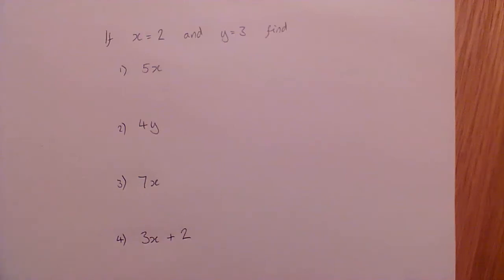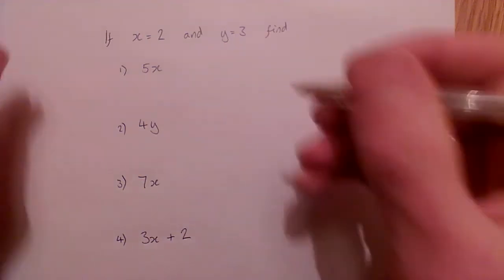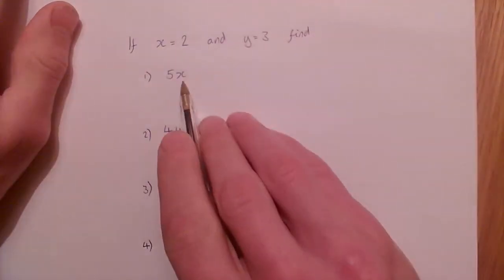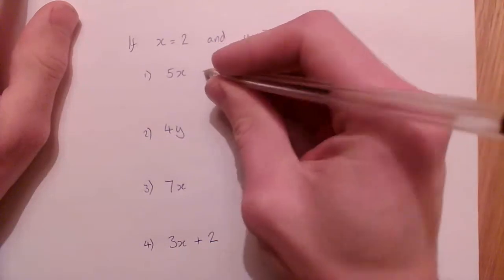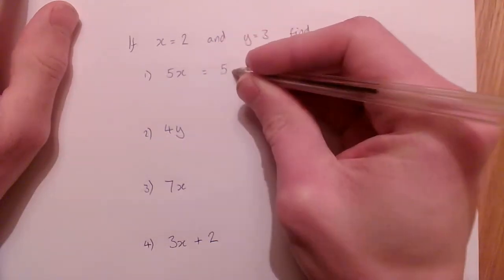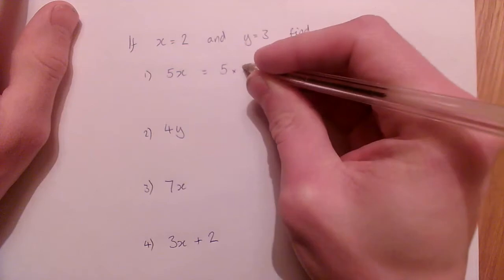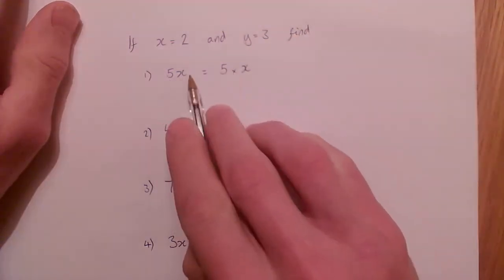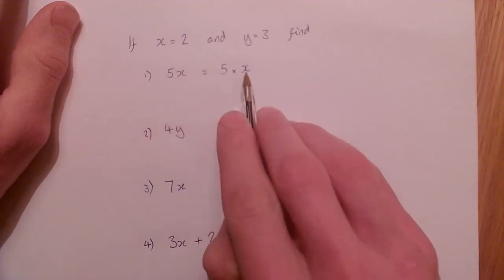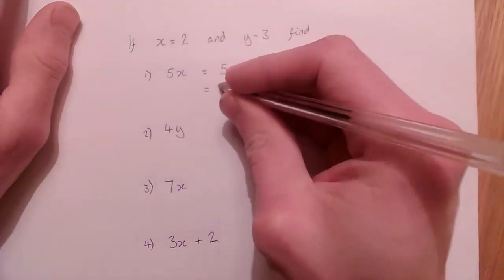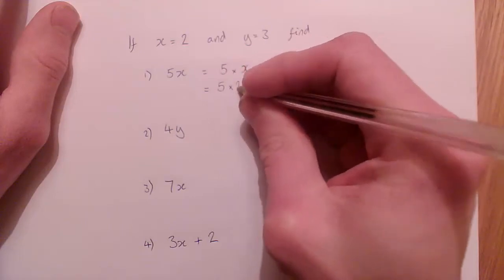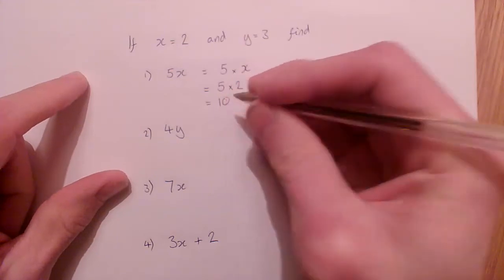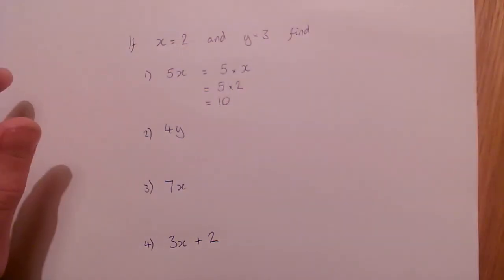Okay, so let's look at some slightly more complicated substitutions now. These ones here, we've got 5x. Now, what that really means is 5 times x. If we're writing in algebra, we don't normally write the times sign in, but that's what 5x means. It means 5 times x. So when we substitute in, we end up with 5 times 2 here. 5 times 2 is 10. So we've got 10.